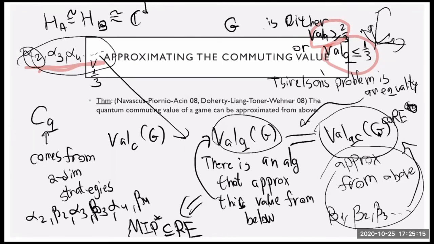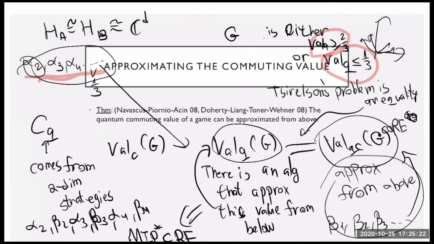Wait, what is not known to be an equality? Okay, so there is the Q gap problem, deciding whether val_Q is greater or equal to 2/3 or val_Q is smaller or equal to 1/3. You can ask the same about val_QC. If I'm giving you a game and either val_QC is greater or equal to 2/3 or smaller or equal to 1/3, decide. Yeah, exactly. It is known to be in co-RE, but you don't know that it is co-RE complete.